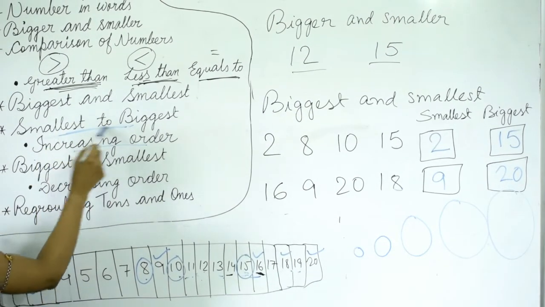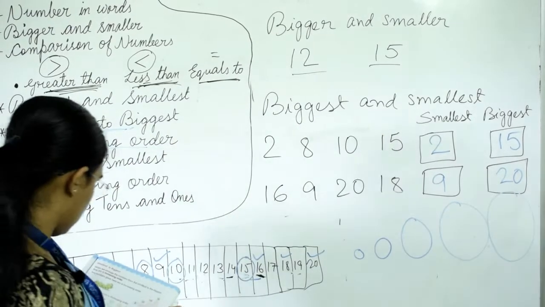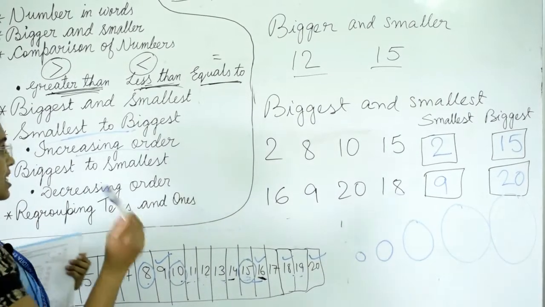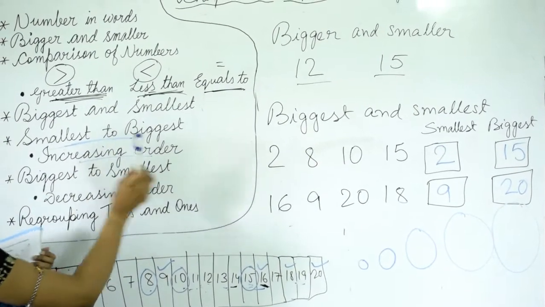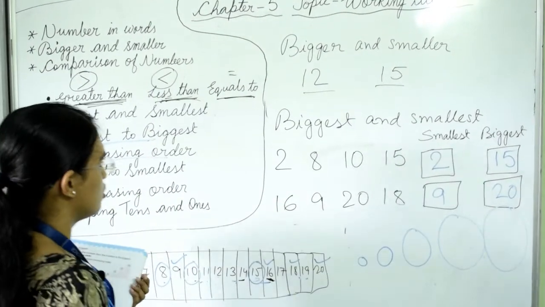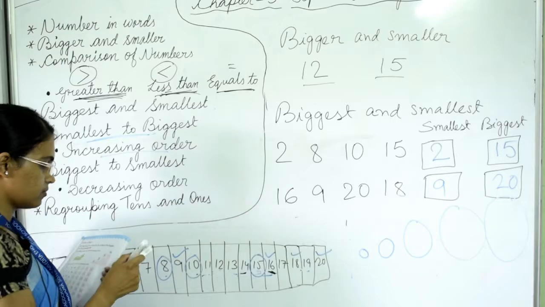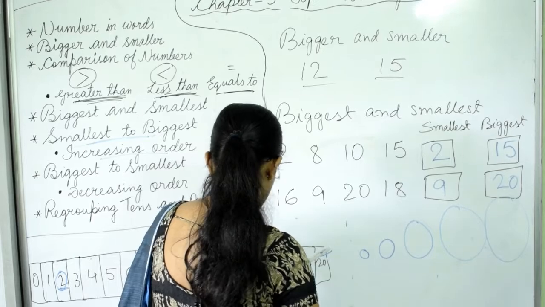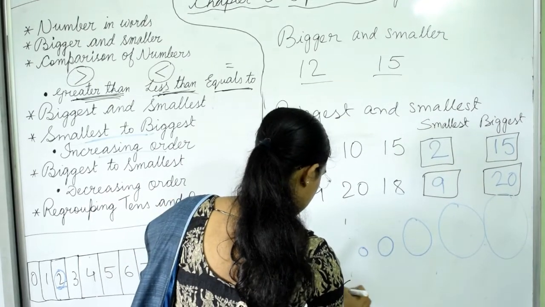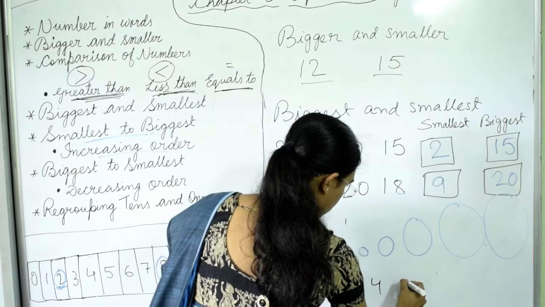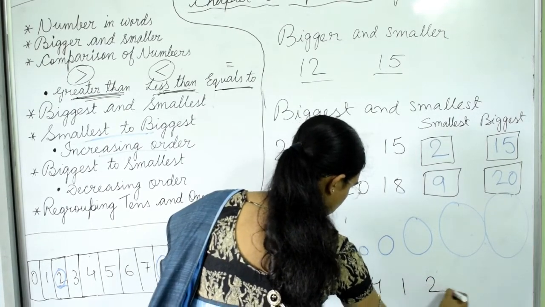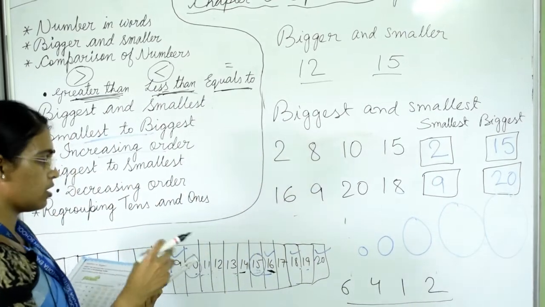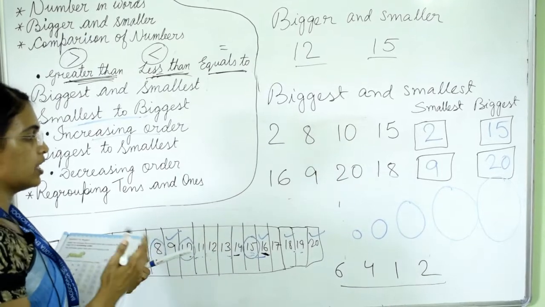What is another name of smallest to biggest? Increasing order. You can use increasing order, or another name is ascending order. Ascending order, increasing order and smallest to biggest, these are all the same. So suppose the question is 6, 4, 1, 2. Among these 4 numbers you have to arrange these numbers in increasing order.